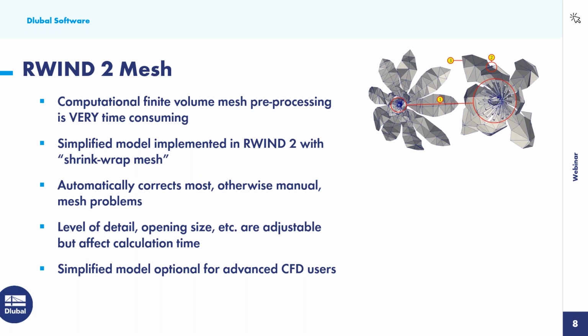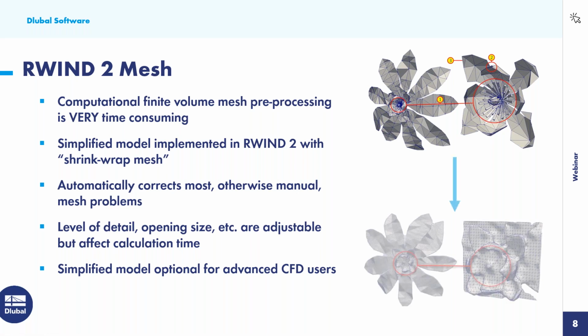So if we take a look at the example over on the right, we have a flower. And at the center of the flower, we have zoomed in here on the right-hand side. There's quite a bit of detail going on. So you could imagine if we had to place this mesh over our structure to take into consideration all of this detail, it would be very time consuming. Not to mention we need to take care of open edges or overlapping triangles. So what RWIND will do is to automatically correct all of these issues for us.